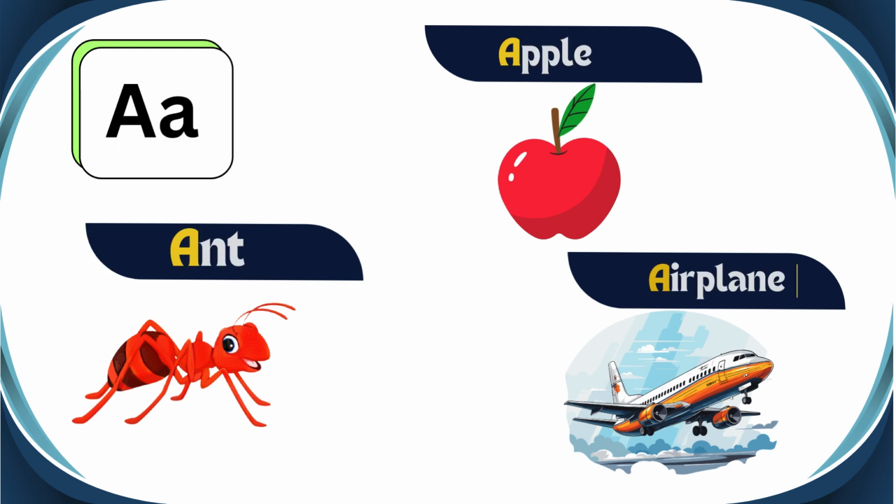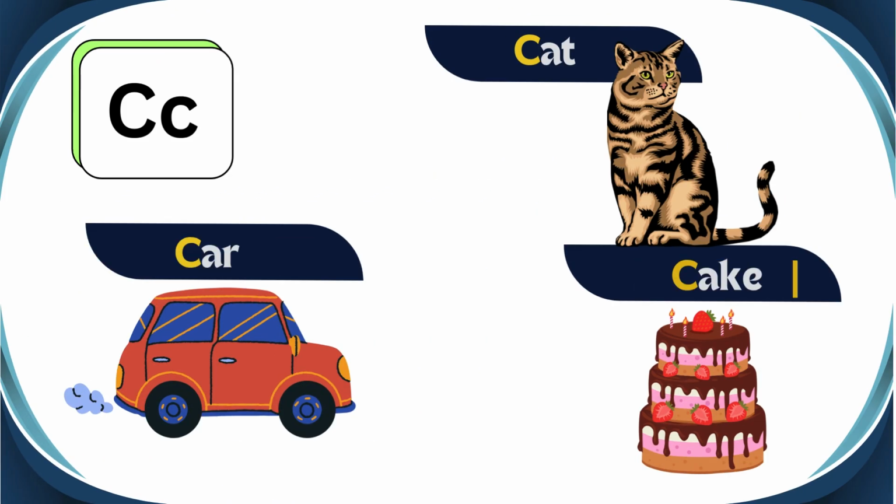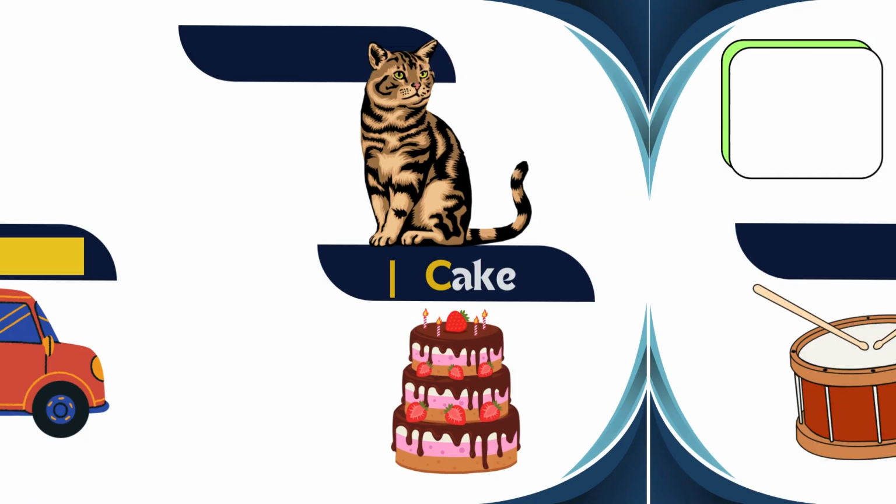A for apple, A for ant, A for airplane. B for ball, B for banana, B for boat. C for cat, C for car, C for cake.